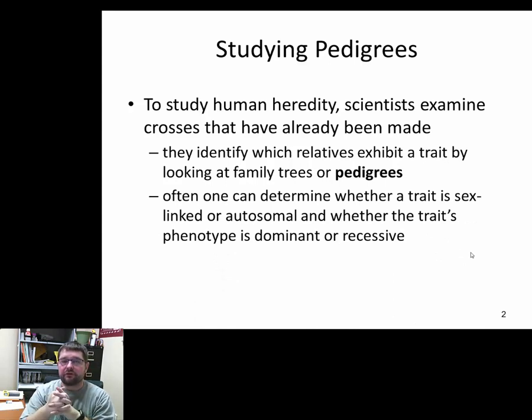Now, the other thing that you can do with pedigrees is you can find out whether or not the trait is an autosomal trait, so does it occur on one of the 22 chromosomes, okay? Or is it a sex-linked trait, so it occurs on the sex chromosomes? Is it recessive, or is it dominant? And is it controlled by multiple genes or single genes?